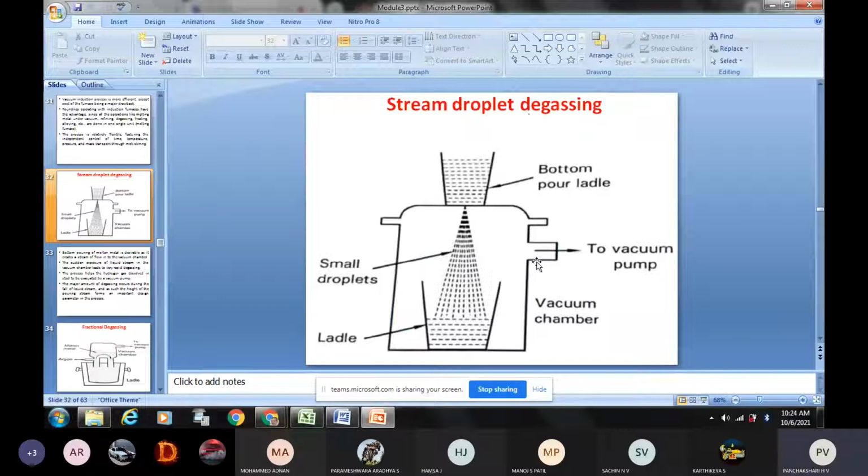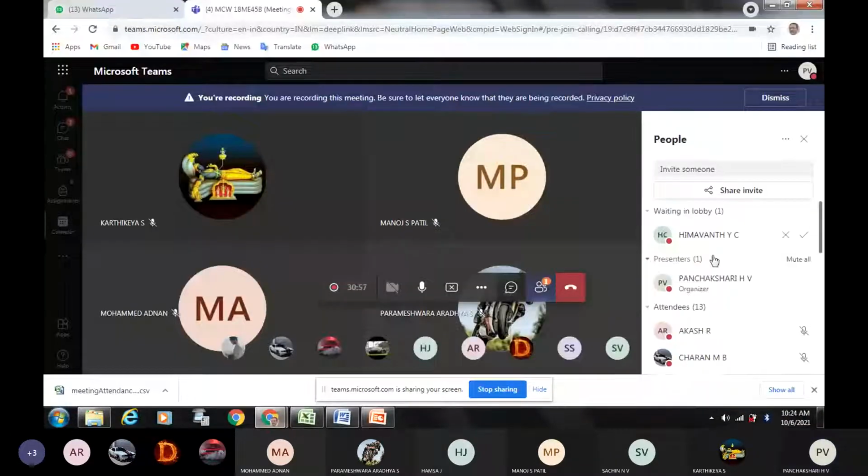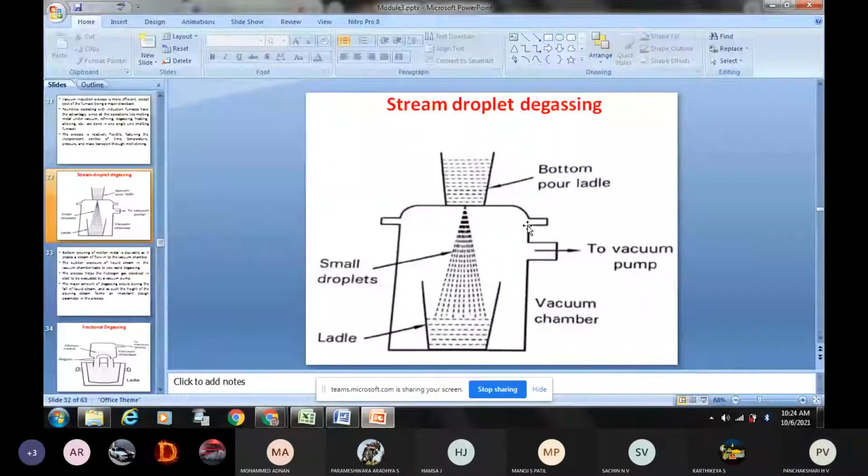Stream droplet degassing. What is that stream droplet? Just by looking at this diagram, you can understand what is stream and what is droplet degassing. Even without explanation, you can understand this diagram.